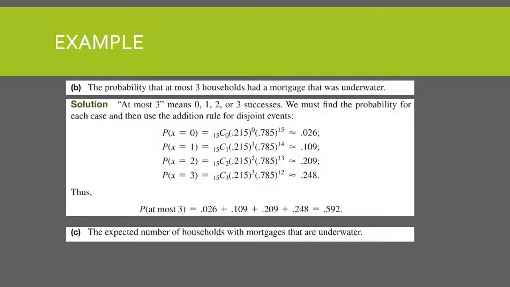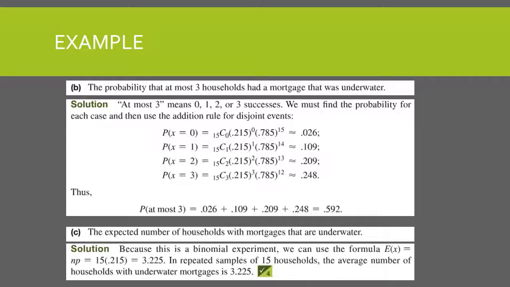Part C should be pretty easy. I'm just going to use the formula we just had. If you didn't do that earlier, go ahead and do that now. We're doing 15 trials. The probability of success is 0.215. So 15 times 0.215 gives you 3.225, which is the expected value.